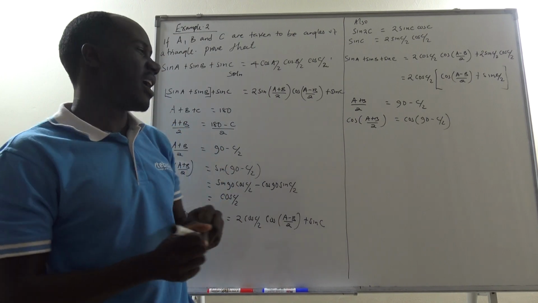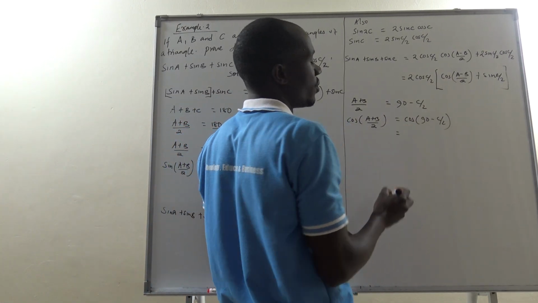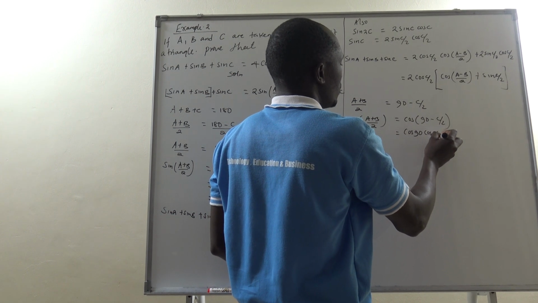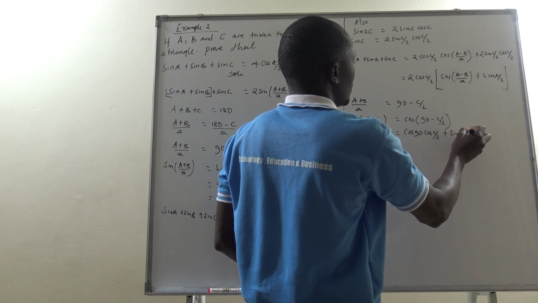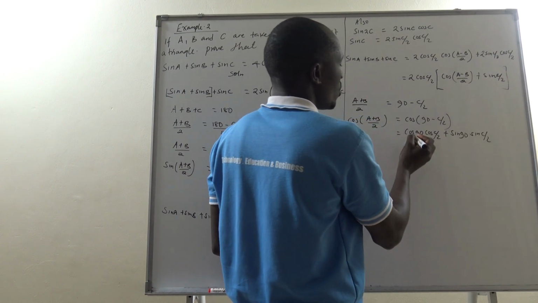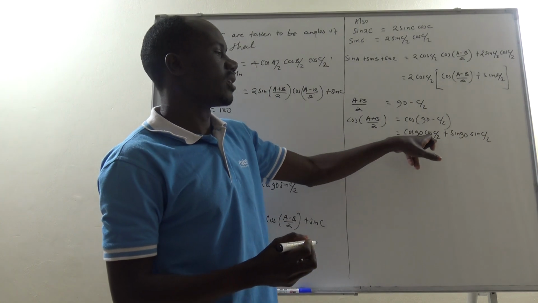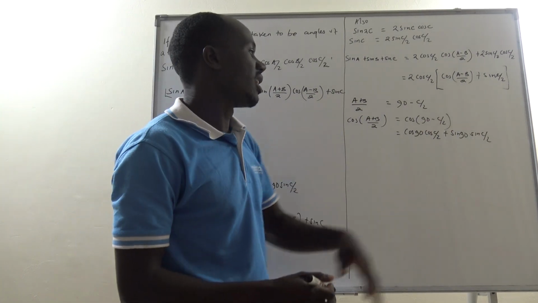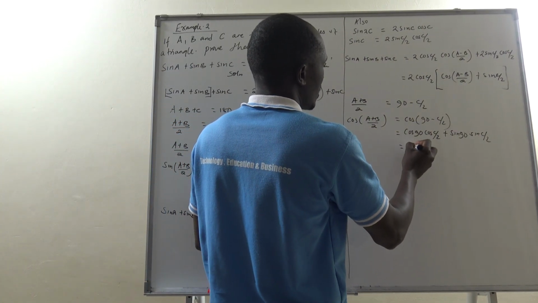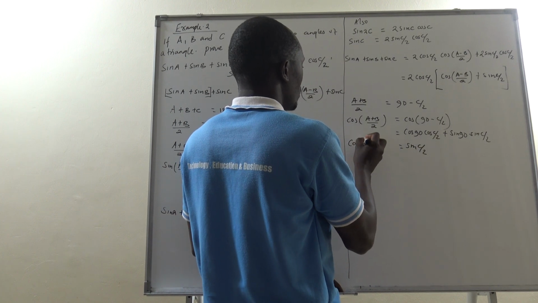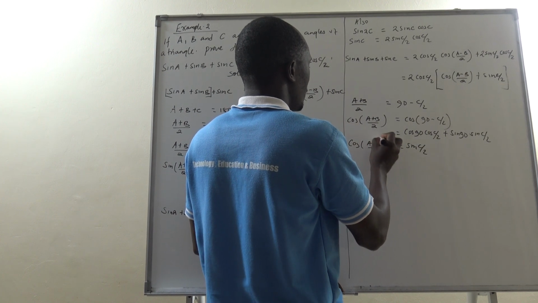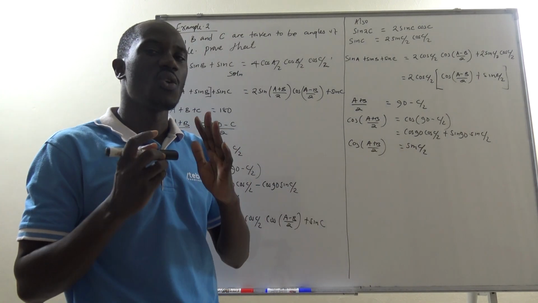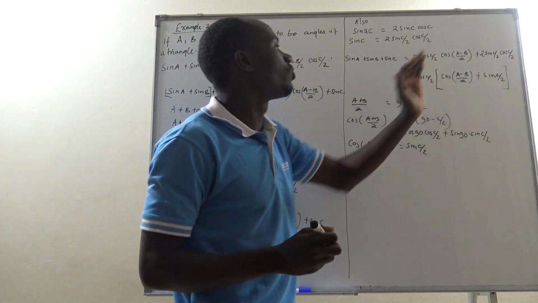So when we try to expand using our compound angle formula, we get cos 90 cos C by 2 plus sin 90 sin C by 2. Cos of 90 is the same as what? 0. 0 times anything, we get 0. Sin of 90 is 1. 1 times sin C by 2, we come out with sin C by 2, which is equal to cos of A plus B by 2. Now, where I see sin C by 2, I'm just going to bring in cos of A plus B by 2. We are going to express it there.